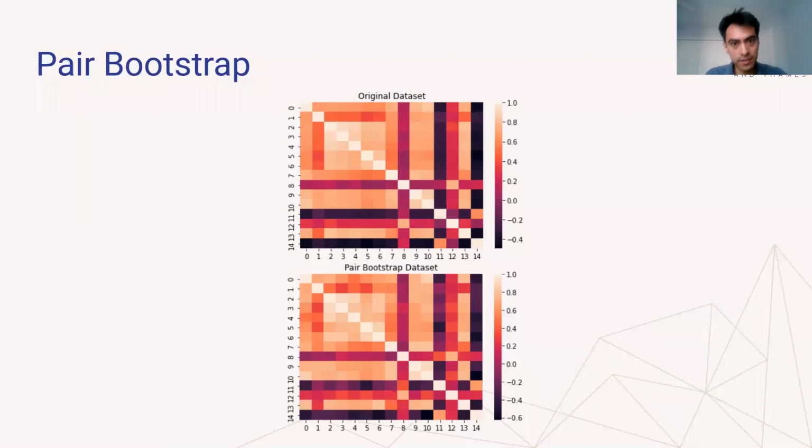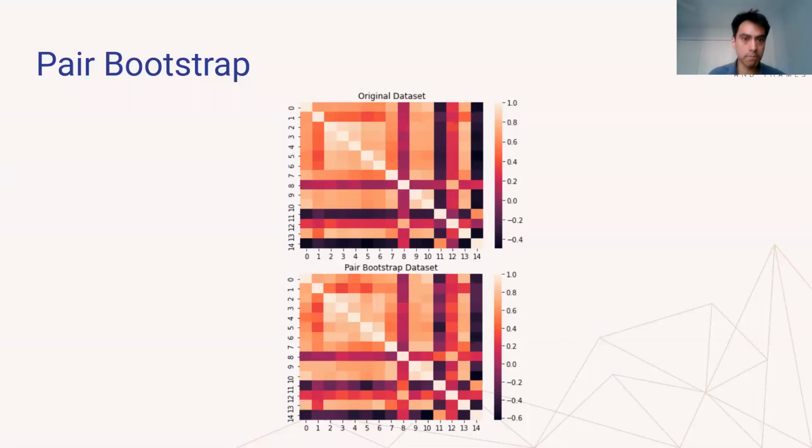Here you will see, from the stock returns, at the top I have the original data set's correlation matrix. And the bottom is a paired bootstrap correlation matrix. You will see how it keeps the same structure as the original one, just the correlation strength or coefficient changes, because we're sampling from the original data set to generate that.